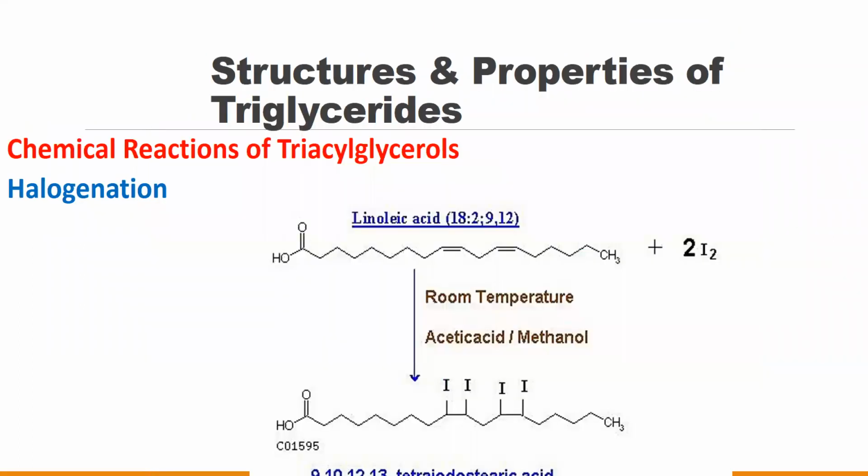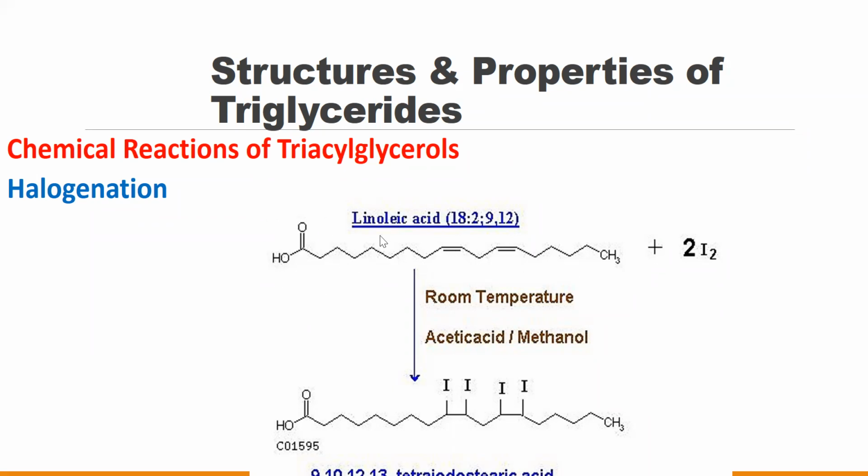Another reaction of triacylglycerol is the halogenation reaction. The halogenation reaction would emerge from what you have learned in organic chemistry, in the form of alkenes. You'll see in the structure, you can have a lot of functional groups present. This is your linoleic acid. What are your functional groups? The main functional group, of course, you can see is the carboxylic acid. But in the chain, you can have your double bond.